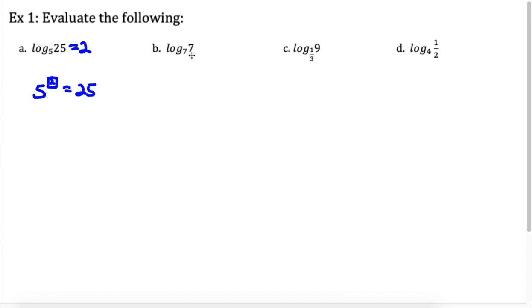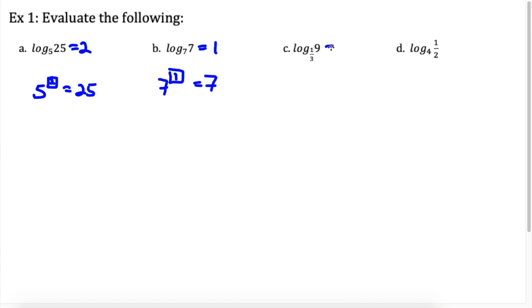Okay, so that's what we're thinking about when we're evaluating a log. All right, so how about this one? 7 to what power equals 7? Right? Well, this should be an easy one. 7 to the first power equals 7, right? Anything to the first power equals itself.